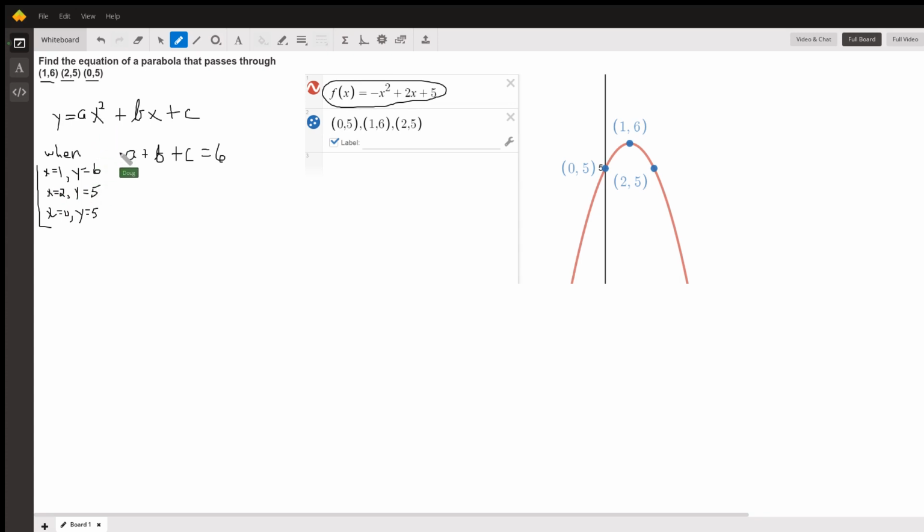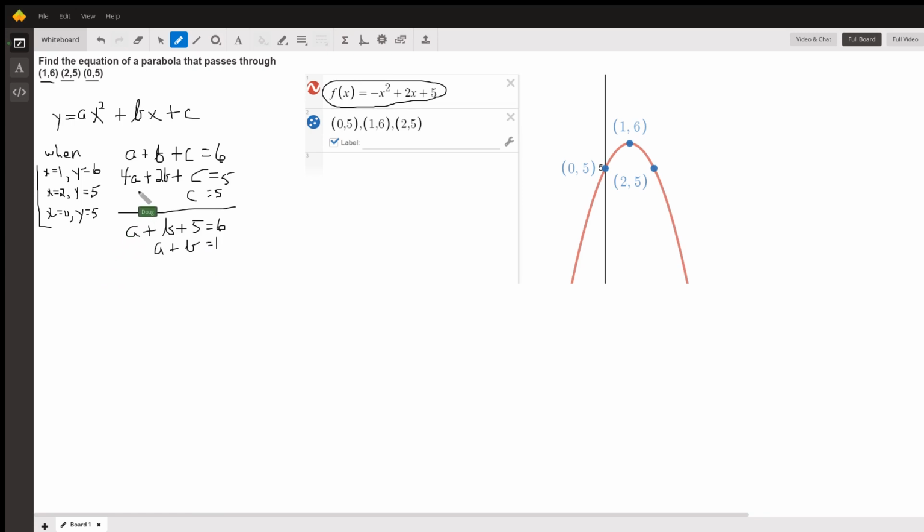When x equals 2, we'll get 4a, 2 squared is 4, plus 2b plus c equals 5. And finally, when x is 0, we just get c equals 5. So that allows us to immediately go to a plus b plus 5, because c is 5, equals 6, or a plus b equals 1.